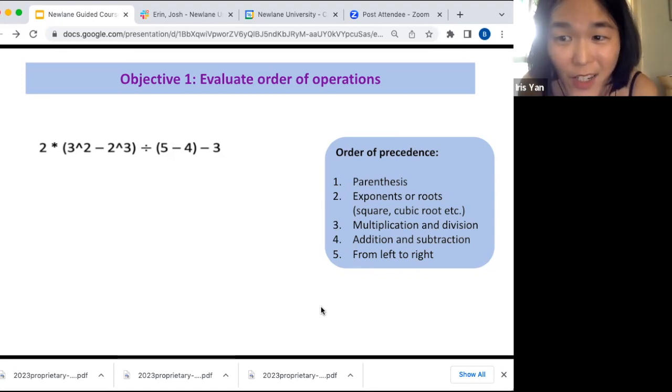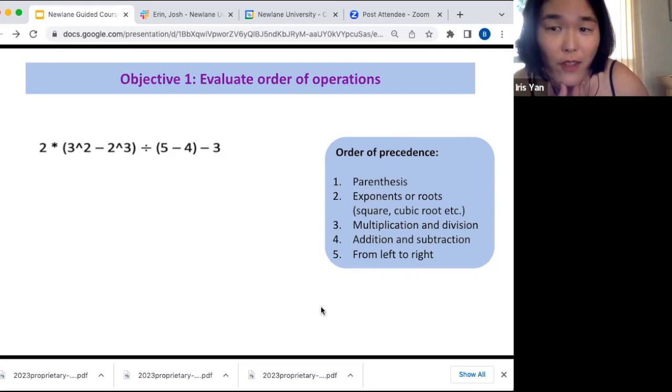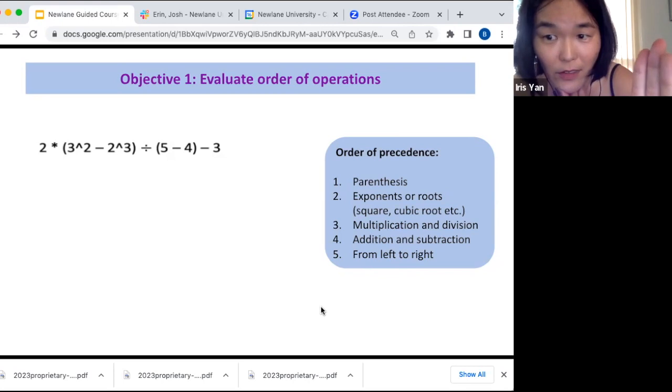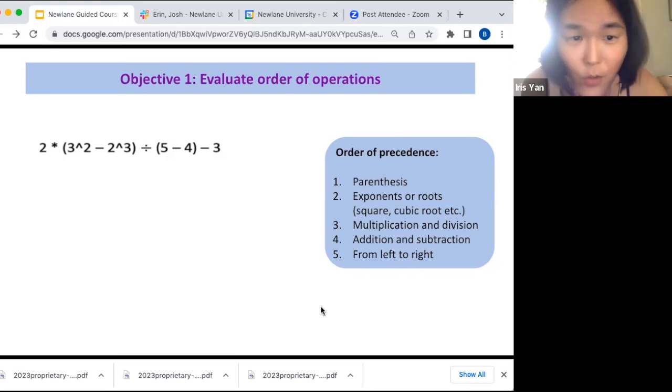And then multiplication and division are next, and then they have priority over addition and subtraction. And then if there's anything, we solve it from left to right. Right, so for here, it's like 2 times, oh, parentheses. So I gotta solve what's in the parentheses first. But then 3 to the power of 2, and there's a subtraction.